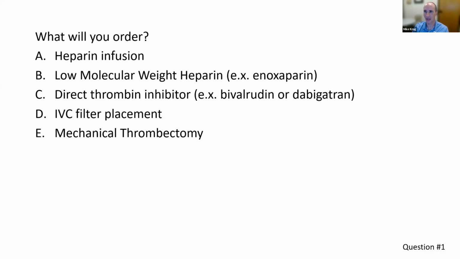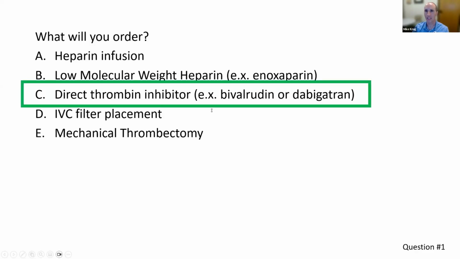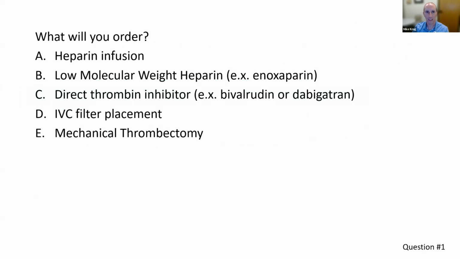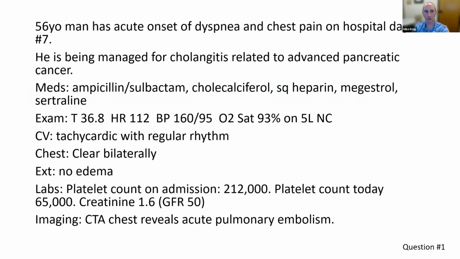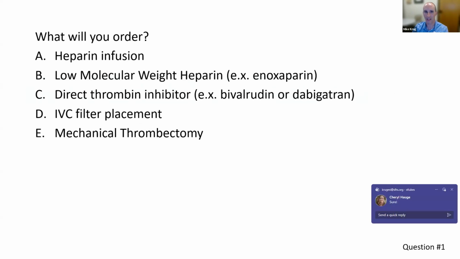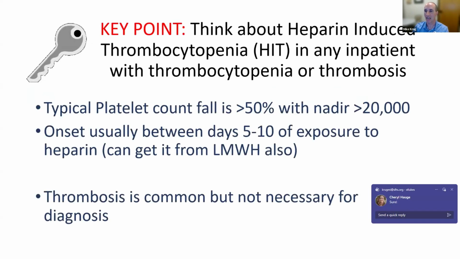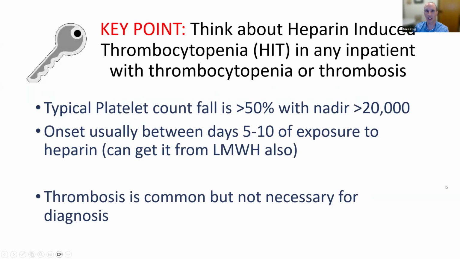Okay, great. So the correct answer here is C. So I think only a third of you got this one right. So what's going on here? So indeed, this person does have a pulmonary embolism, so we've got to anticoagulate. But the difference here is this platelet fall. Remember, near the bottom of the screen, the platelet count on admission was 200,000. Now today it's 65,000. So this patient has HIT, heparin-induced thrombocytopenia.